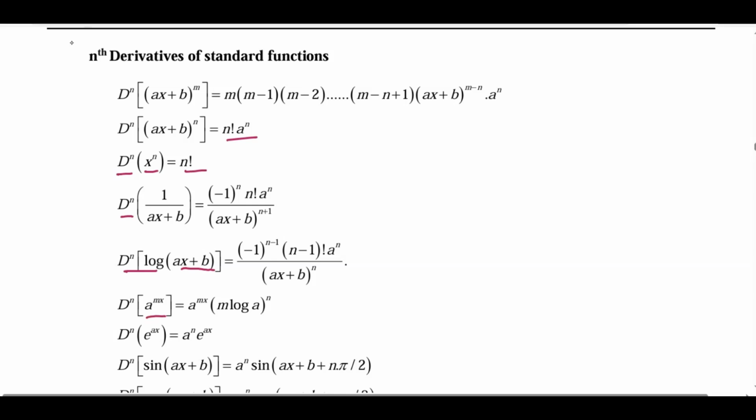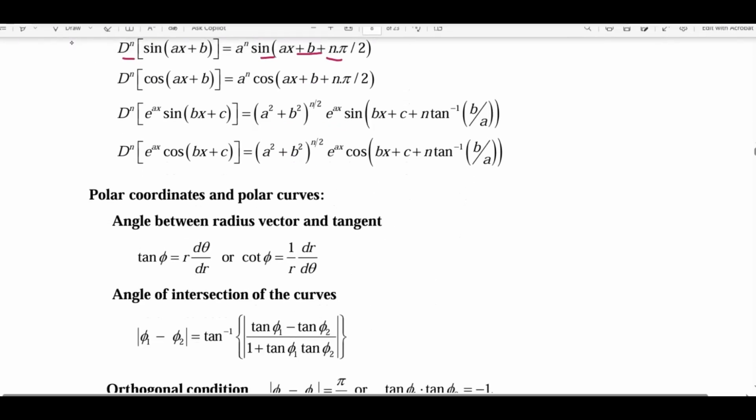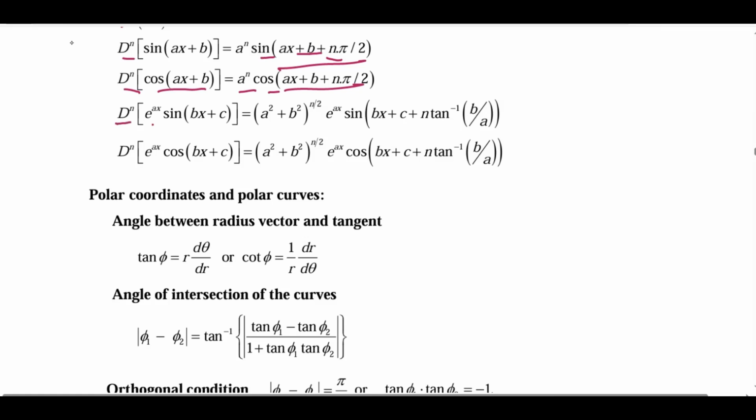Then nth derivative of a power mx will be a power mx into (m log a) to the power of n. Nth derivative of e power ax will be a power n into e power ax. Then nth derivative of sin(ax plus b) will be a power n sin(ax plus b plus n pi divided by 2). Then nth derivative of cos(ax plus b) will be a power n cos(ax plus b plus n pi divided by 2). This is the same for sin and cos. Then nth derivative of e power ax sin(bx plus c) will be (a square plus b square) to the power of n by 2 e power ax sin(bx plus c plus n tan inverse of b by a). For e power ax into cos(bx plus c) it will be the same. This is the same, only you change it here to cos. The remaining will all be the same.